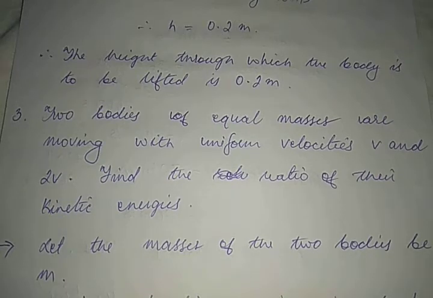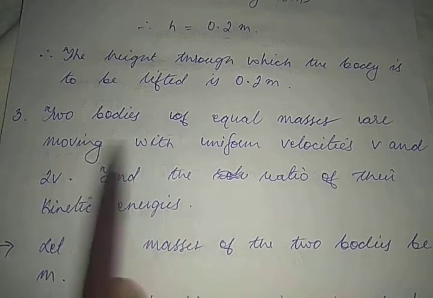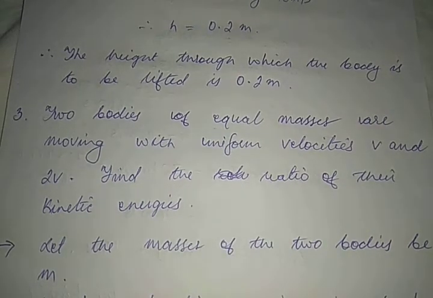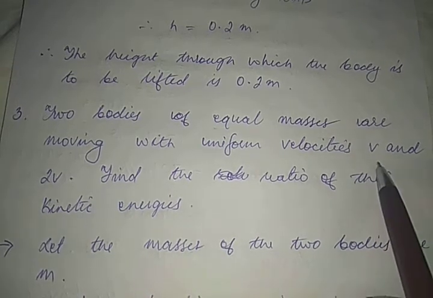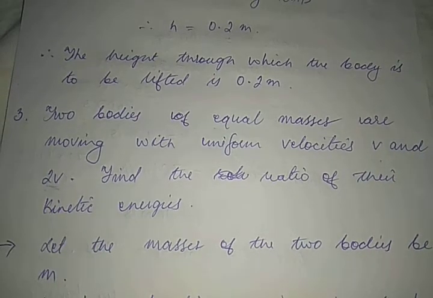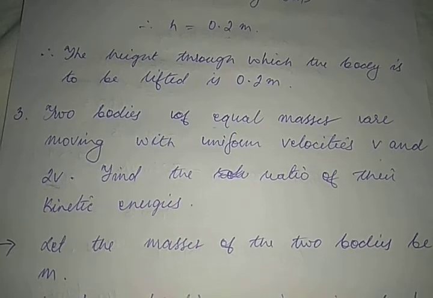Okay, so the question is talking about two bodies having equal mass. The velocities are different. The velocity of one of the bodies is v, and that of the other is twice that of the first body, so this is 2v. So we need to find the ratio of the kinetic energies.